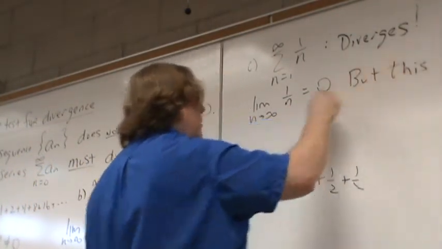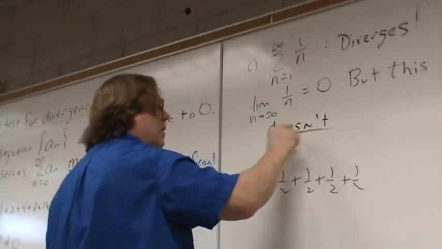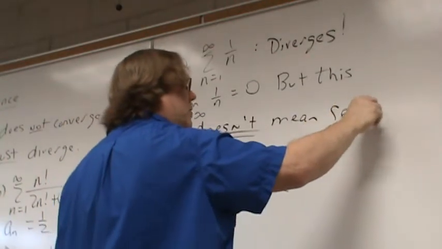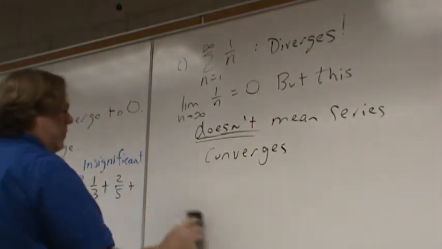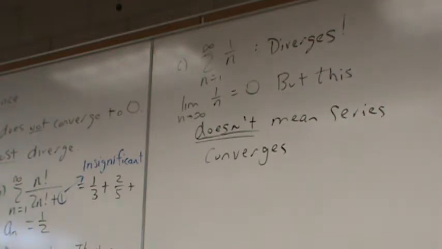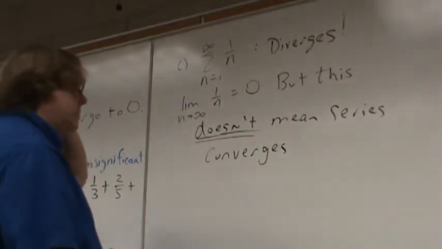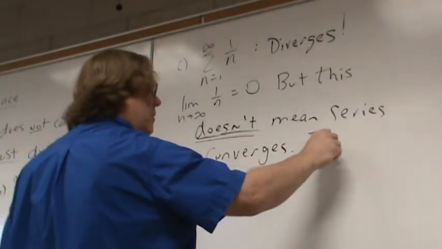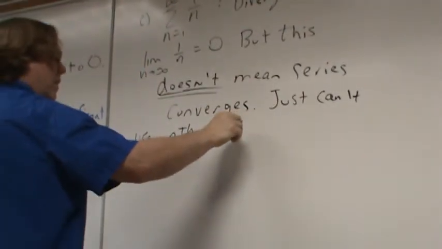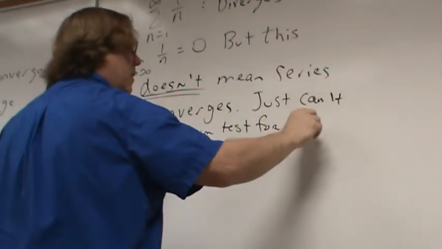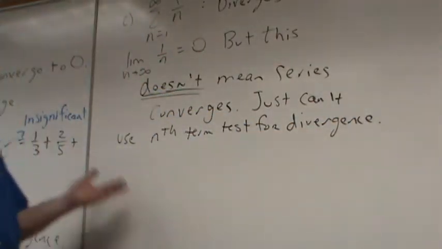But this doesn't mean the series converges. So that's the freaky thing about the nth term test for divergence. It only demonstrates divergence. If your infinitieth term is 0, then you're dead in the water. You still don't know whether your series converges or diverges. But if the infinitieth term isn't 0, then the series is guaranteed to diverge. Okay? We just can't use the nth term test for divergence if the nth term is 0.